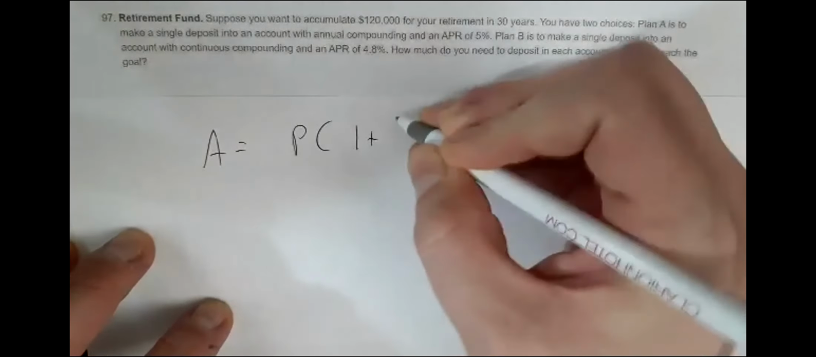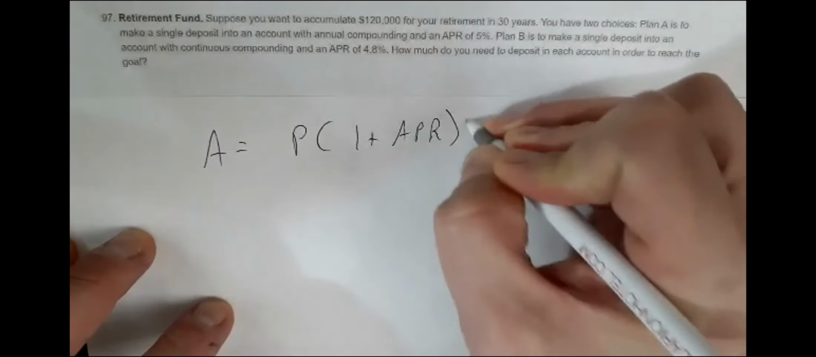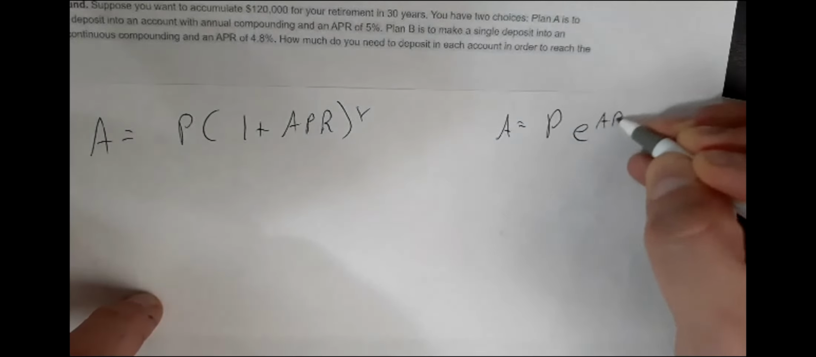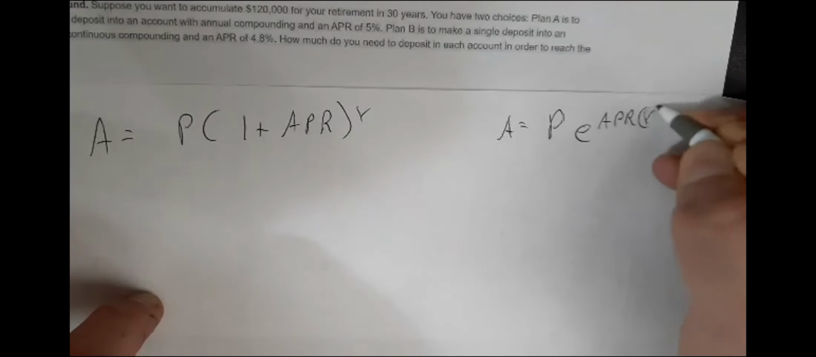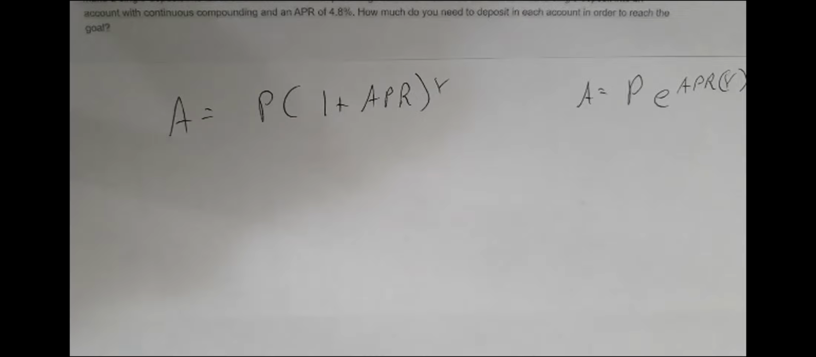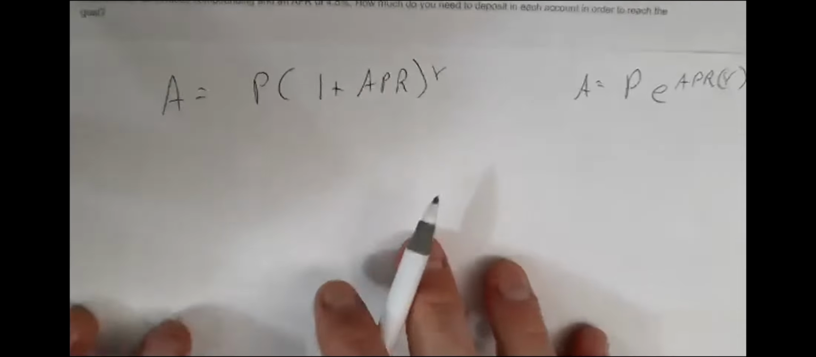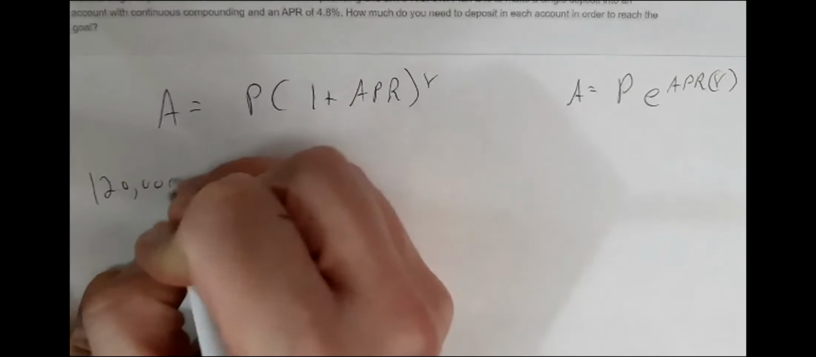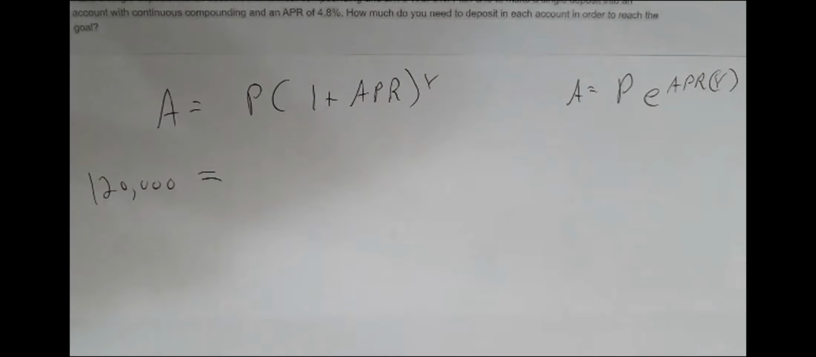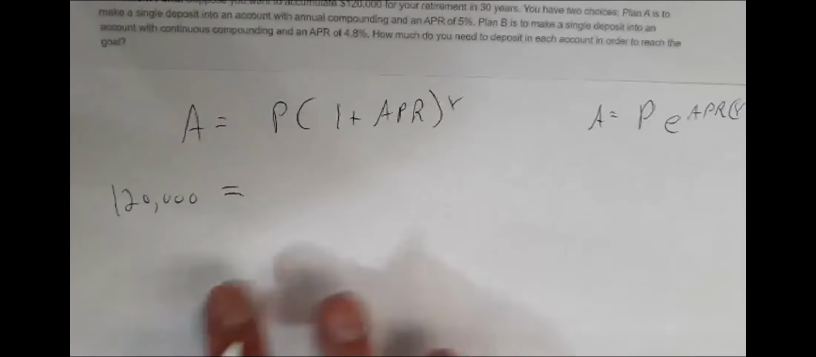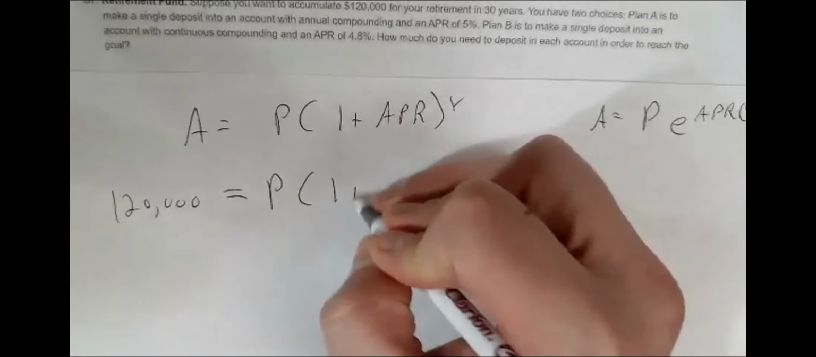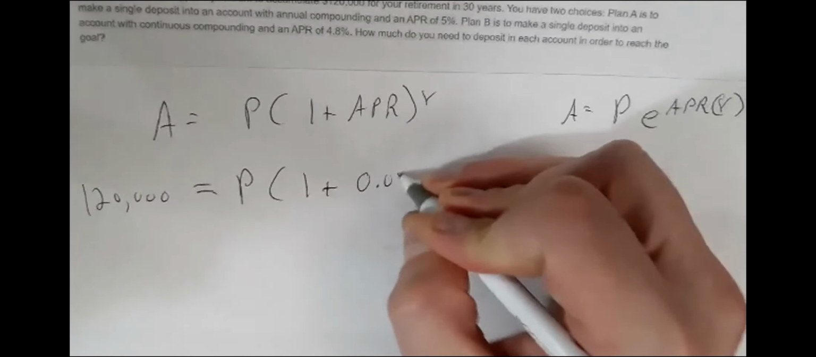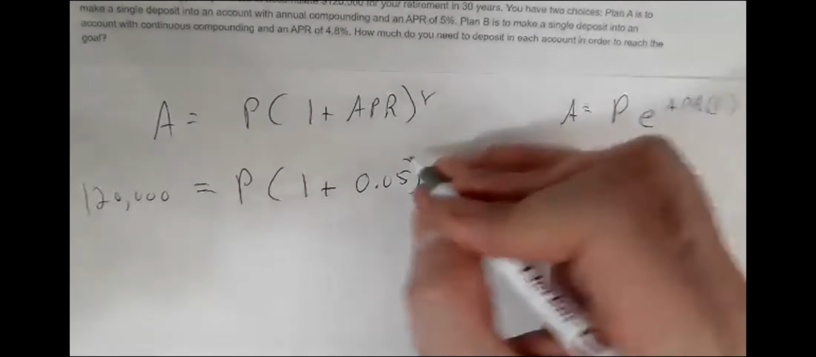I think we're using this formula, 1 plus APR to the Y, and for the other, P equals E to the APR times Y. This is saying we want to reach 120K, which is our accumulated amount in this example. For the first one, we don't know the principal. We want to know the principal. My APR for the first one is 5%, and they want to do this for 30 years. Yeah, 30 years.